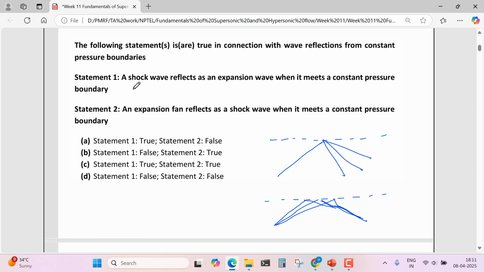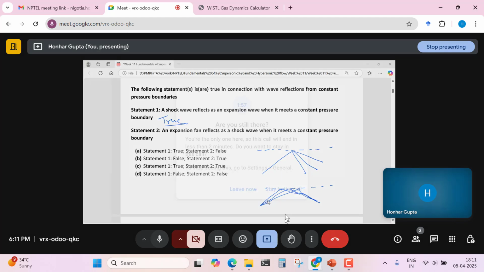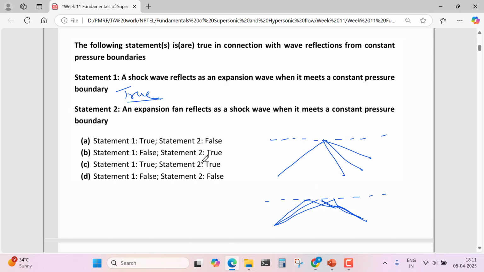So statement 1 says a shock wave reflects as an expansion wave when it meets a constant pressure boundary. It is true, because the nature of the shock wave will change to expansion wave when it meets the constant pressure boundary. Statement 2 is an expansion fan reflects as a shock wave when it meets a constant pressure boundary. Its nature is also changing, so this statement is also true: an expansion fan, when it reflects from a constant pressure boundary, will become a shock wave. So both statements are true, and option C is the correct one.